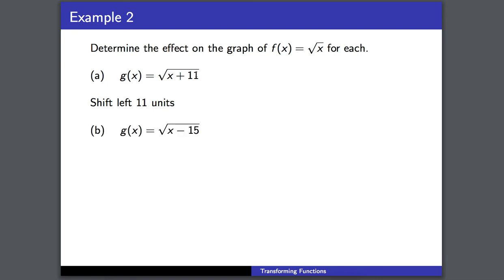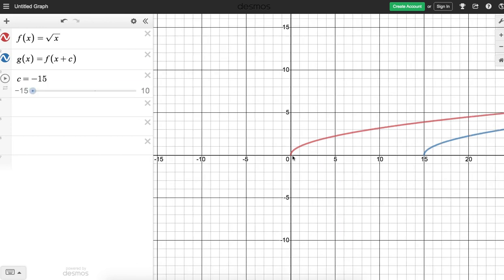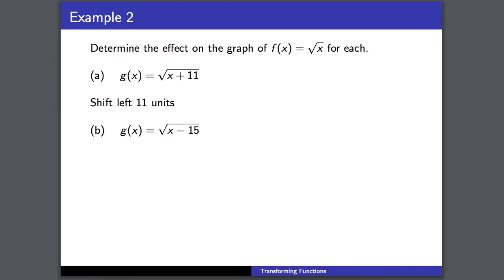11 units. All right, finally, g of x is the square root of x minus 15, where this time the minus 15 is inside. So let's make this minus 15. And this time it moved the red graph 15 units to the right to get the blue graph. So if we analyze that, it's a shift to the right 15 units. If it's outside the function, it's a vertical shift. If it's inside the function, it's a horizontal shift.